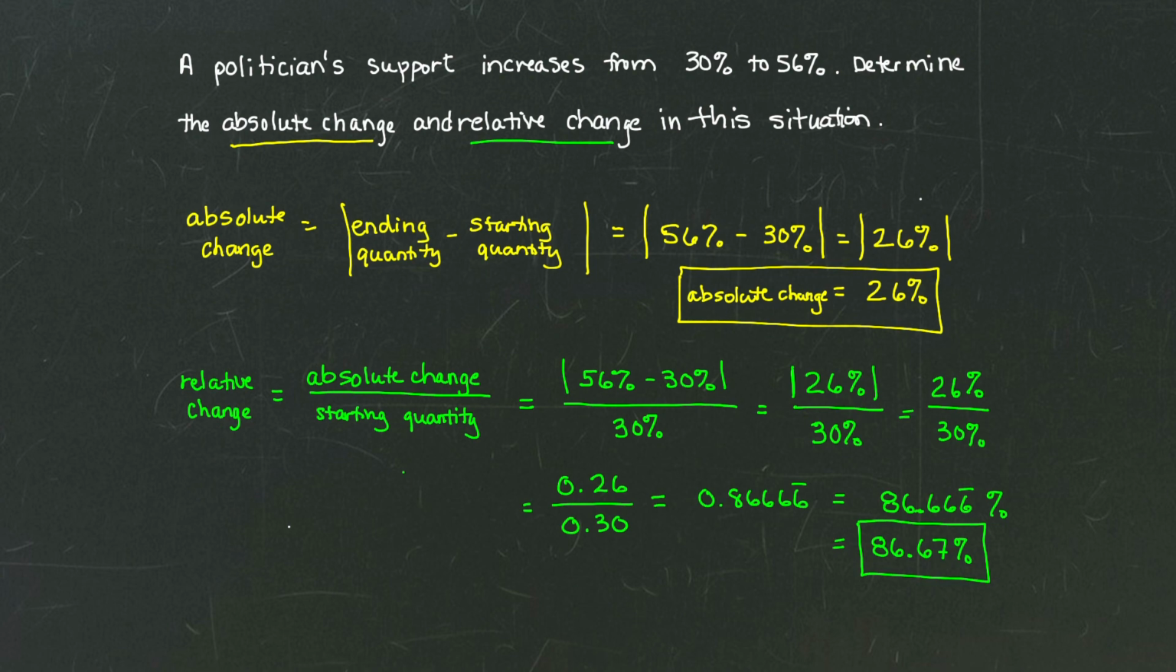So absolute change is the absolute difference between the two numbers. Relative change takes that absolute change but divides it by the starting quantity. The answer on the relative change will always be a percent, no matter what numbers you start with.